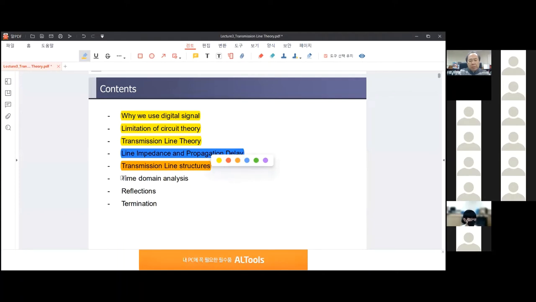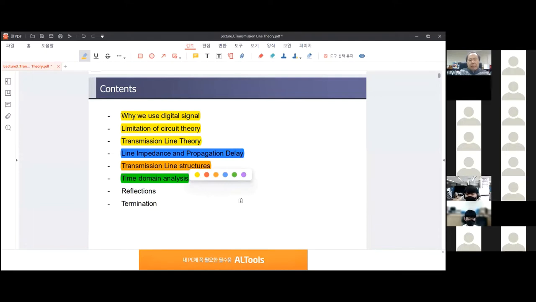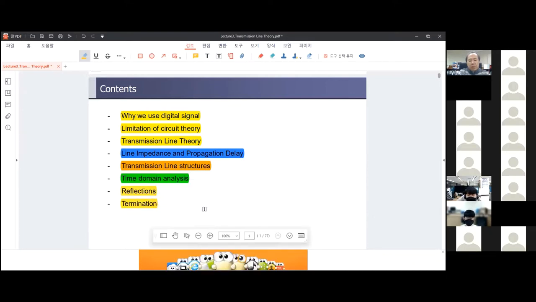Because we are studying in the digital domain, I think time domain analysis is more suitable to analyze the setup and hold time, timing margins, and voltage margins. So we're going to start to talk about time domain analysis of transmission lines. The important part of time domain analysis includes reflections and terminations. Reflections and termination will affect the time domain waveforms and signaling, and also it will determine voltage levels as well. Also, it will decide the power consumption. I think in this class today, we are going to talk about this subject.